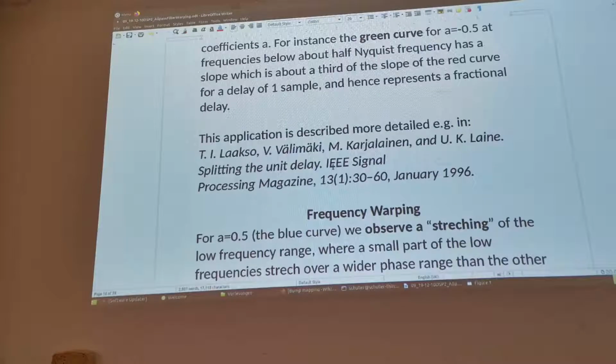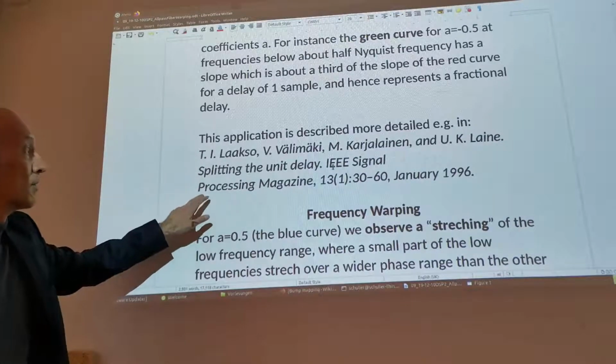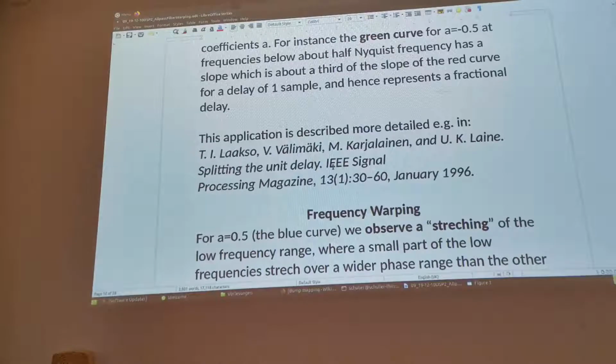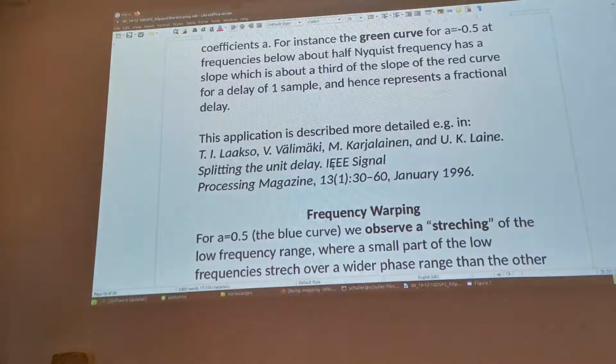So there's also a nice reference for fractional delays here in the IEEE Signal Processing magazine. It gives you a nice overview of fractional delays, splitting the unit delay, and they do it with those approaches. Make sense so far? So now we have practical tools for fractional delays.